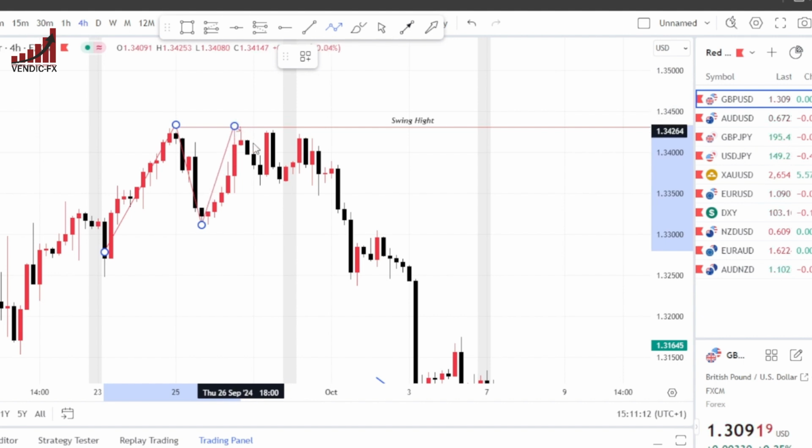fails. As it fails, it comes back and creates a normal lower low, trying to create a new higher high, but it fails too, creating another lower low, trying to create another lower high, and it fails. Then before a pullback, we had a change of character.